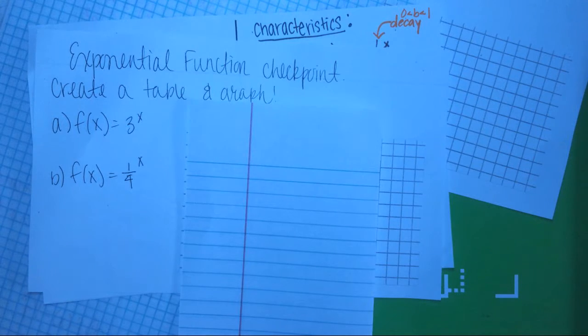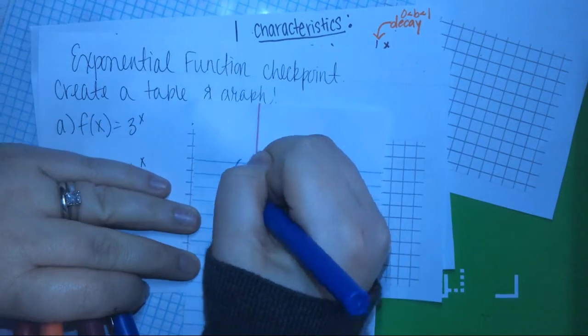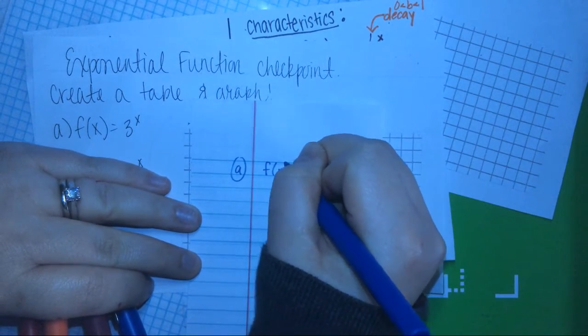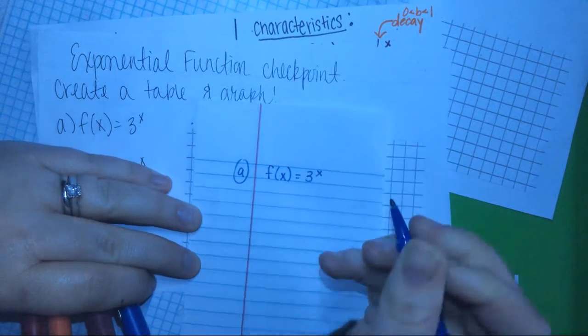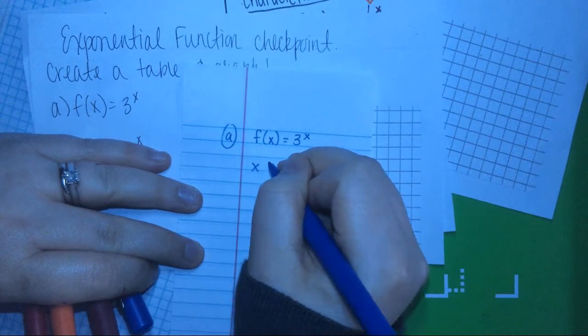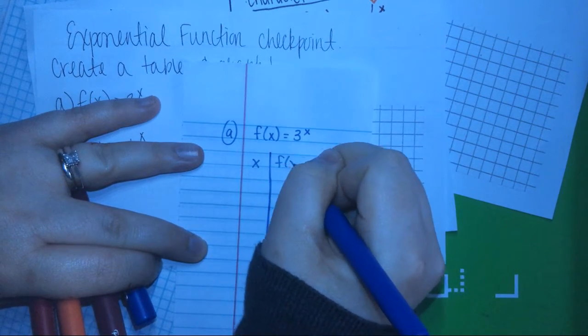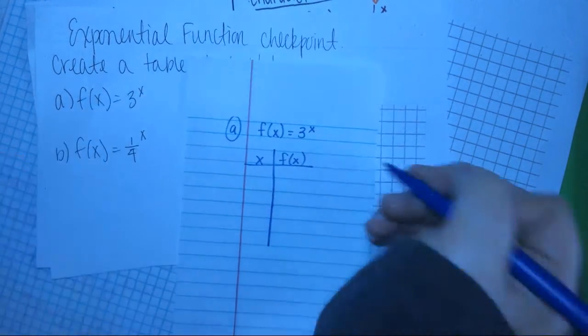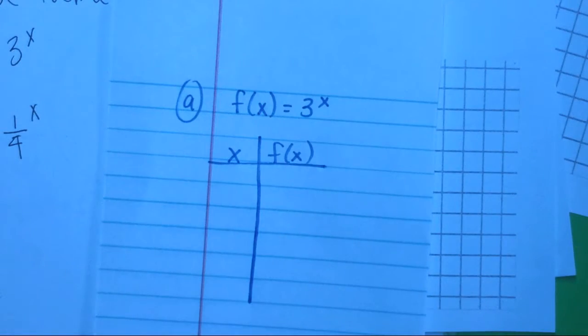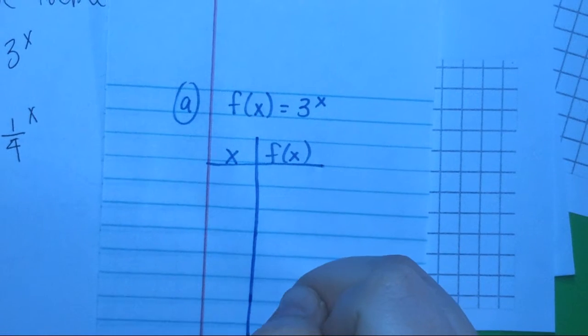Okay, so we need to make a table. For A, I've got f of x equals 3 raised to the x. We know f of x and y are really the same thing. I need to pick some values for my table. What kind of things do I need to make sure end up in my table? What kind of x values should I pick?